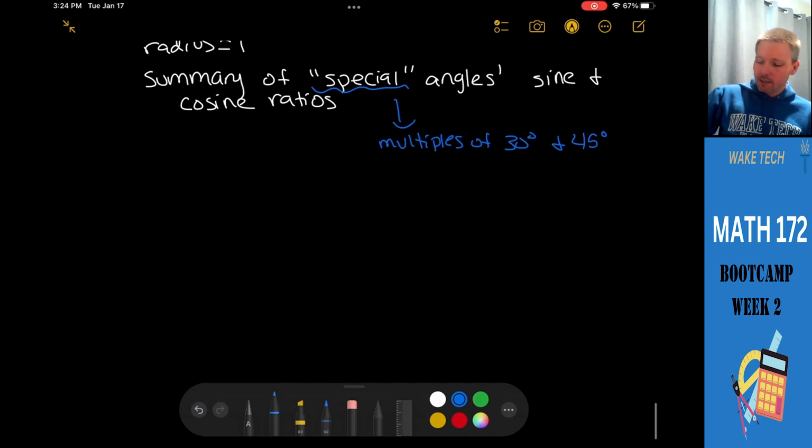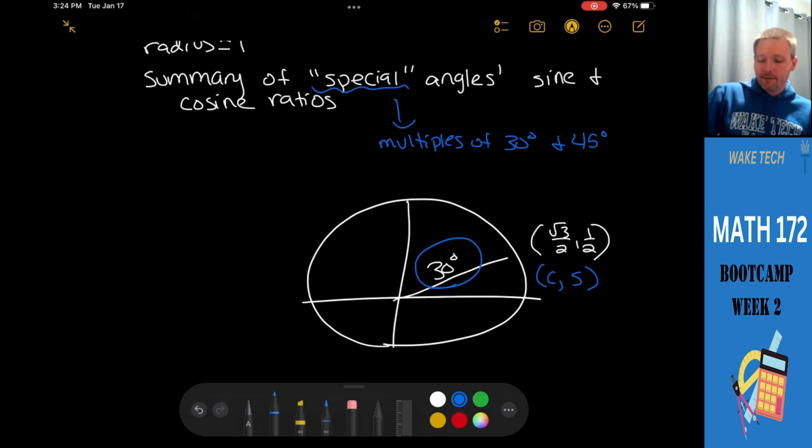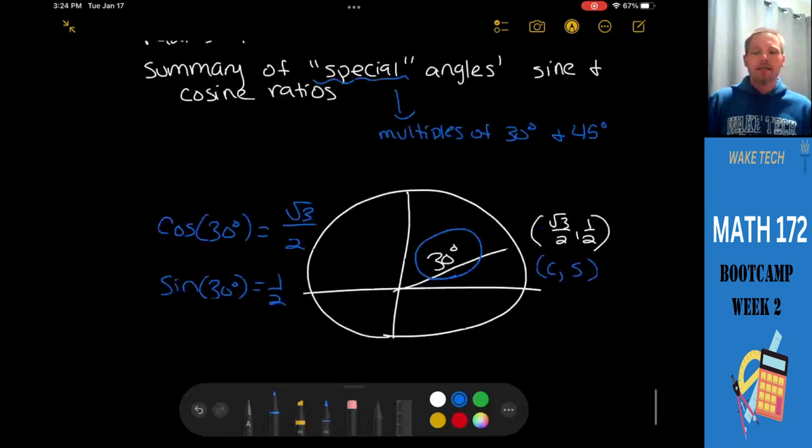So for example, I'm going to draw this and then erase it in just a second. On the unit circle, we have a 30-degree angle. There's an ordered pair there: the square root of 3 over 2 with a half. That ordered pair tells us the cosine and sine ratio for 30 degrees. So cosine at 30 degrees is the x coordinate, that's the square root of 3 over 2. Sine at 30 degrees is the y coordinate, and that's a half.